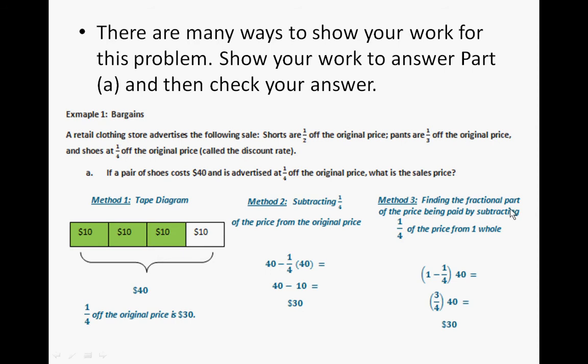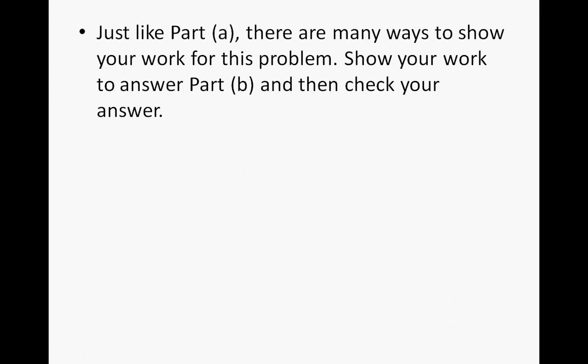Or we can find the fractional part of the price being paid by subtracting 1/4 of the price from 1 whole. Well, if the original price is representing the whole thing, then 1 minus 1/4 is 3/4, so 3/4 of 40 is $30. So just like part A, there are many ways to show your work for this problem. Go ahead and try part B, and then again continue the video to check your answer.